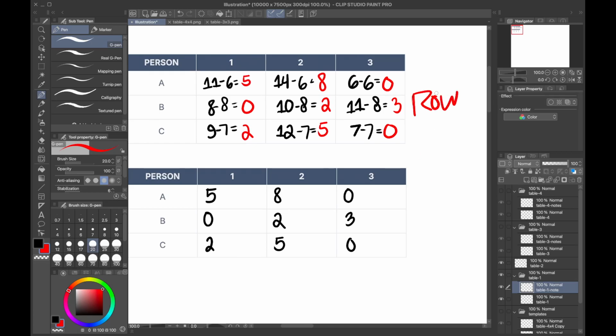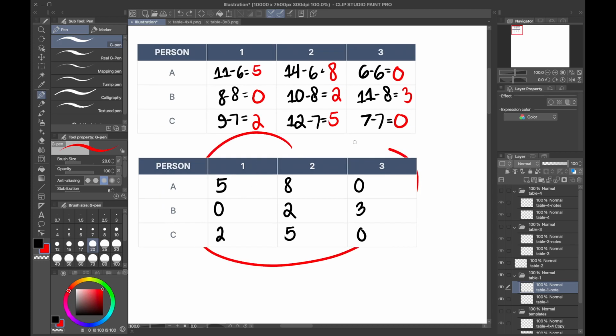The second step, and by the way, you might wonder, can we do column first? Yes, you can, but as ma'am suggested, just start with row because I think row is easier or something. I don't know, but she just said start with row. So anyways, your resulting table would now be this.